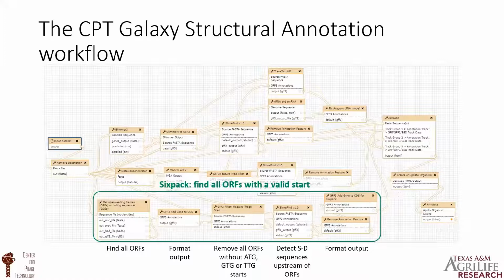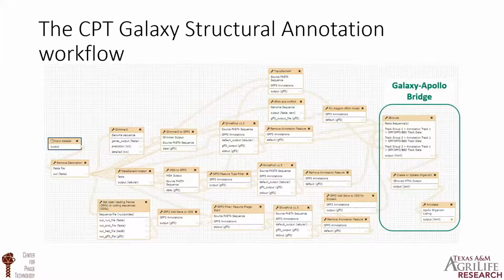The final structural gene calling part of the workflow here uses a tool called 6-Pack. This is what's called a naive reading frame caller. So this will just identify all possible reading frames that code proteins over a certain size. These are then filtered for only those that have a valid start codon, and they get formatted for display in Apollo. The last part of the workflow is the Galaxy-Apollo bridge, which will transfer analyses from Galaxy into Apollo, where the user can view them in the context of their genome.